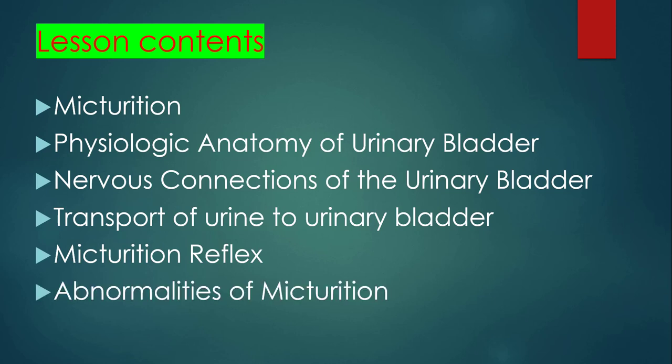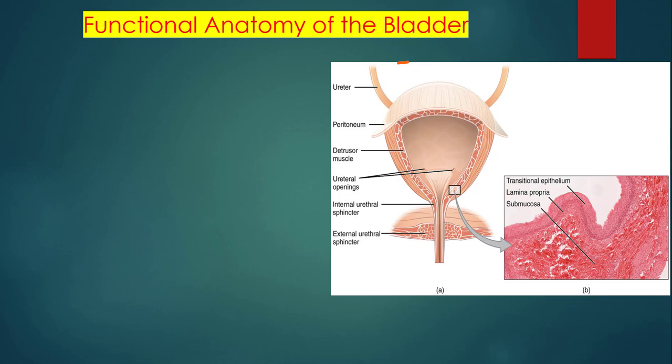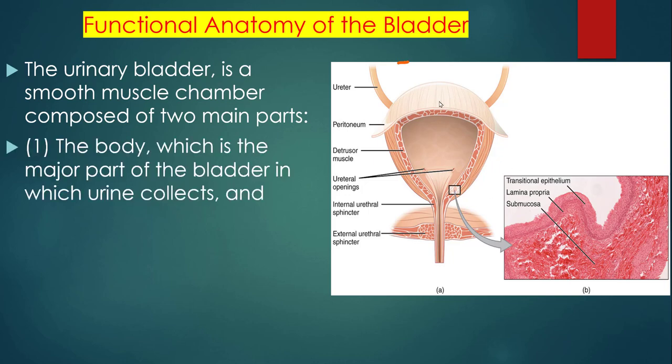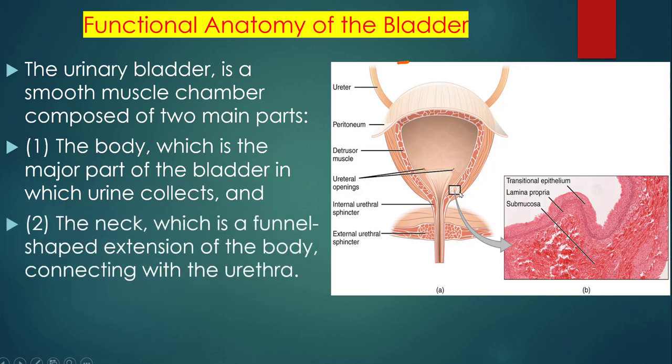Functional anatomy of the urinary bladder. Before going to the micturition reflex, I will briefly discuss the anatomy of the urinary bladder. The urinary bladder is a smooth muscle chamber composed of two main parts. One is the body, which is the major part of the bladder in which urine collects, and the neck, which is a funnel-shaped extension of the body connecting with the urethra.